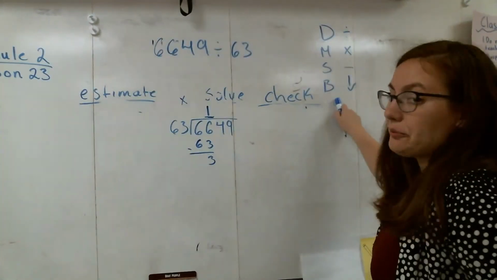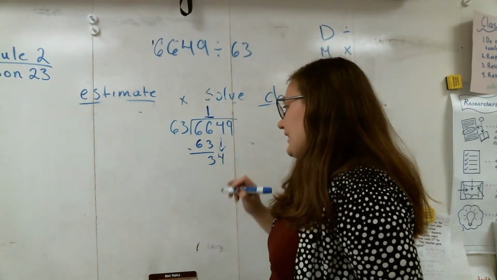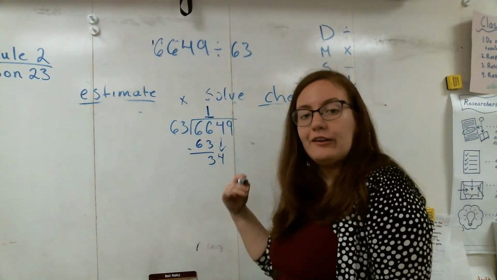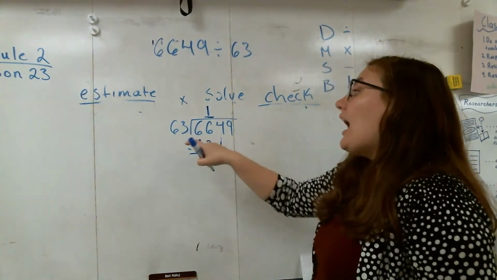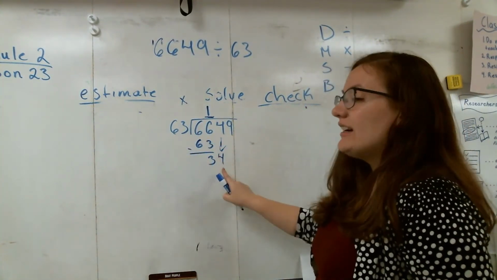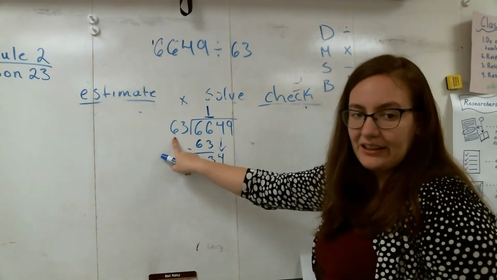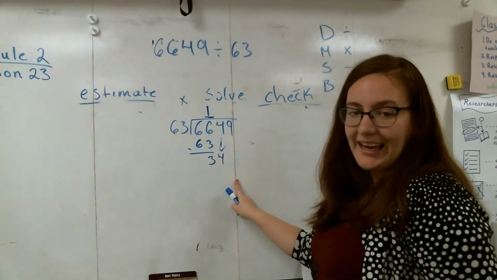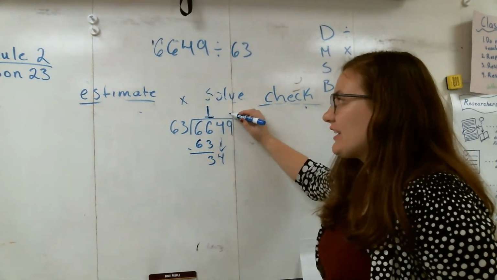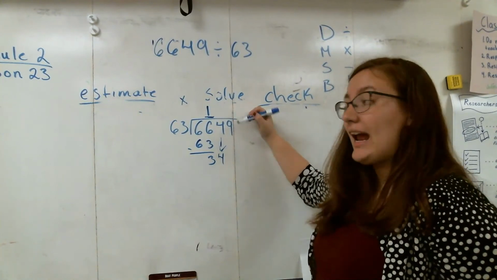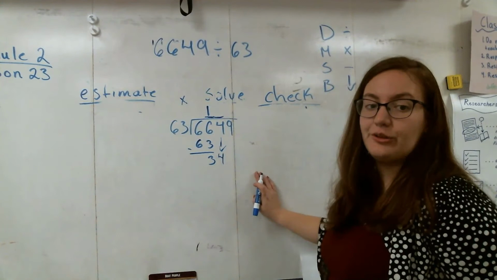And now I'm at the step where I need to bring down. So I bring down this 4 right here. And when I bring down this 4, I run into a kind of problem. And this problem is that I'm trying to fit 63 into 34. But if I think about it, 63 is bigger than 34, so I can't fit it into there. So what I need to think about is, well, do I just skip all the way to this place value? No, I have to fill in something here. I can't leave this place value empty.